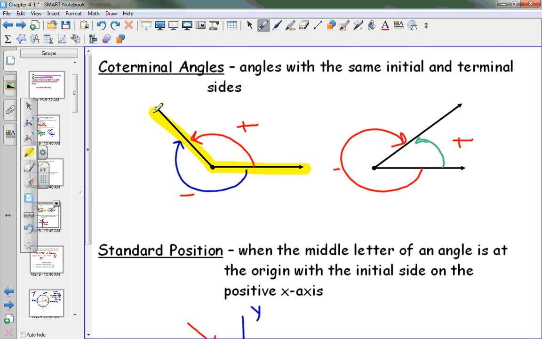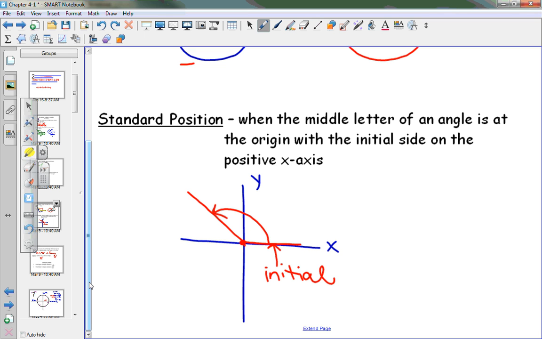Okay? Standard position is whenever the initial side is on the positive x-axis. You can take an angle and you can put it anywhere you want. But to be in standard position, the initial side of that angle must be on the positive x-axis. The terminal side can go anywhere you want. What if it starts on negative and goes positive? Is the initial side on the positive x-axis? No. Part of it. The initial side must be on the positive x-axis for it to be standard position. You can split hairs all you want here. It doesn't matter. Okay? If it's not on the positive x-axis, it's not standard position.